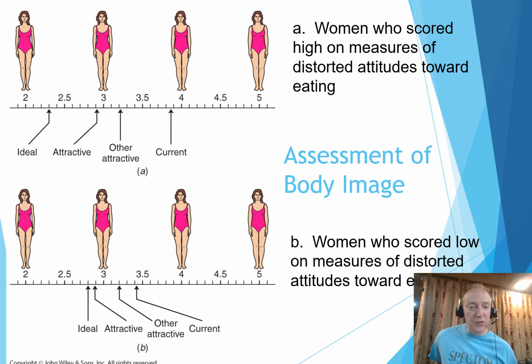So they asked the women, what kind of body image do you think would be attractive? What do you think is your ideal body image? What do you think other people consider attractive? And you're going to see even those who scored low still had the same kind of pattern, but for those who scored high on distorted attitudes toward eating it was even greater. So here's where they really are, but way down here is what they think would be their ideal. You know, they say this is what they think would be attractive, and this is what they think other people would find attractive. Well, notice even in the non-eating disordered population, they still think the ideal is quite a bit below where they currently are. And they still have that distorted perception about what really is attractive and what other people find attractive.